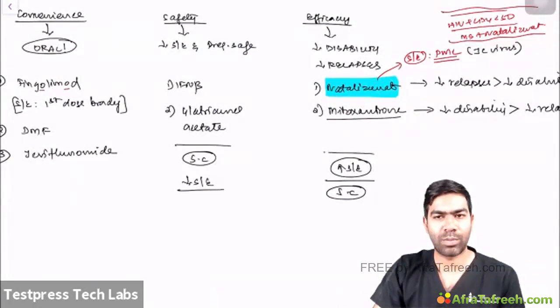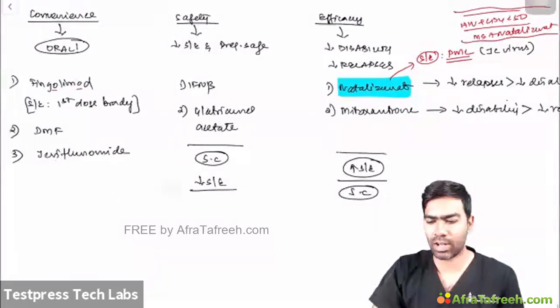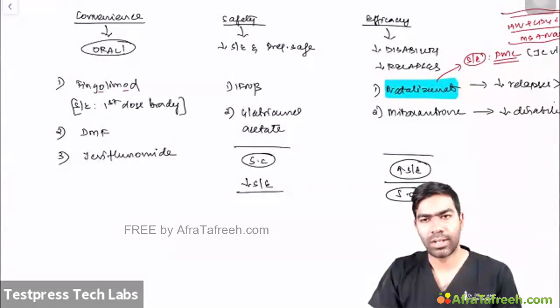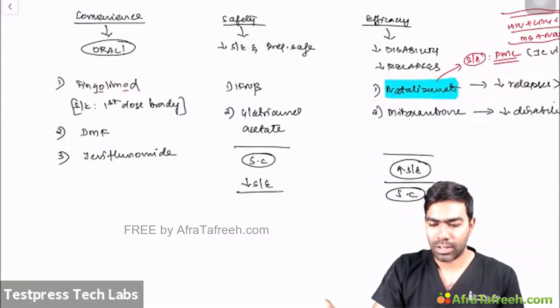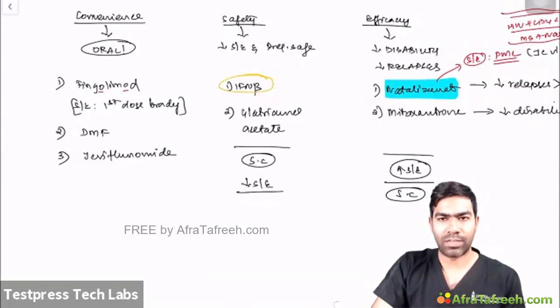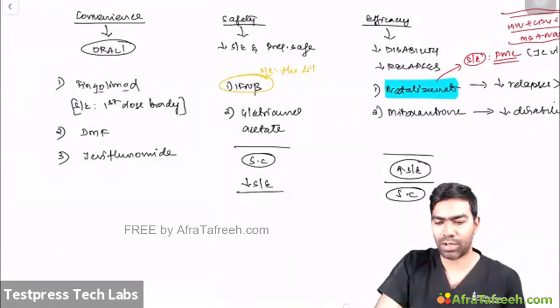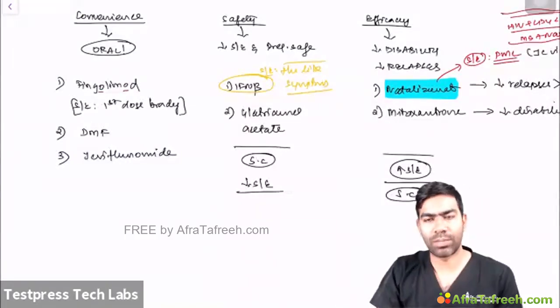Mitoxantrone can produce cytopenias because it's used in hematological cancers. It can produce bone marrow suppression, cytopenia. So they are not safe drugs. At the same time, they are not very good drugs from the side effect perspective. And interferon beta, if they ask you side effects, the most important side effect is going to be flu-like reactions. Any interferon if you give, the patient will get flu-like symptoms. That's the most important side effect as far as interferon beta is concerned.